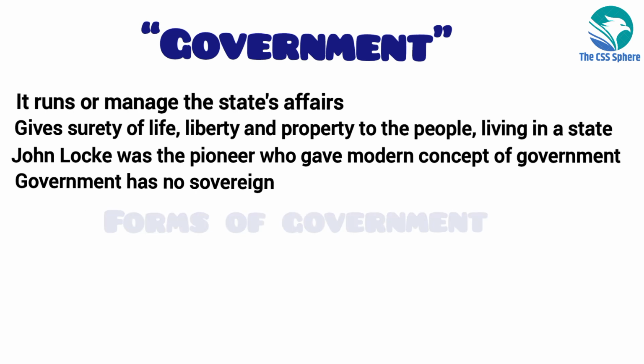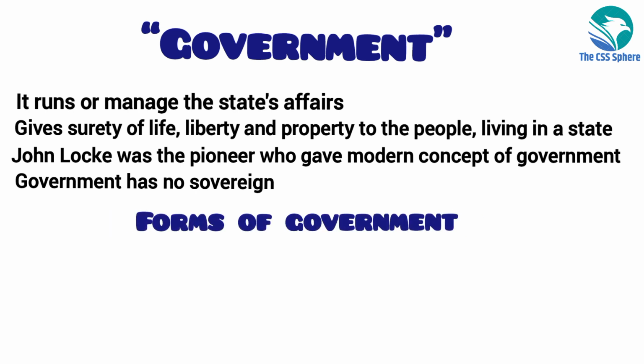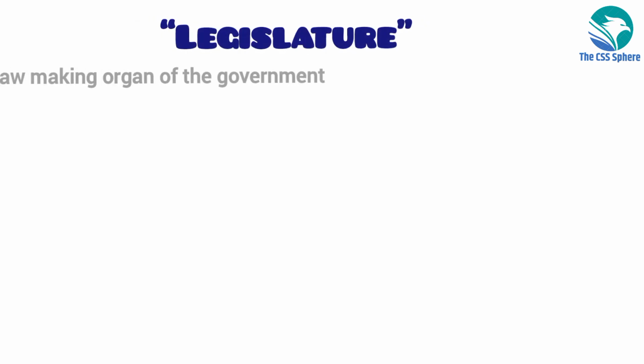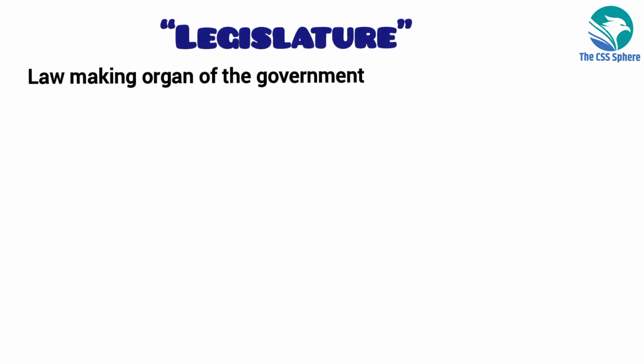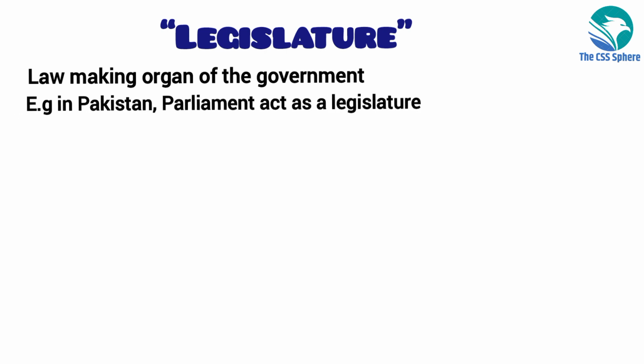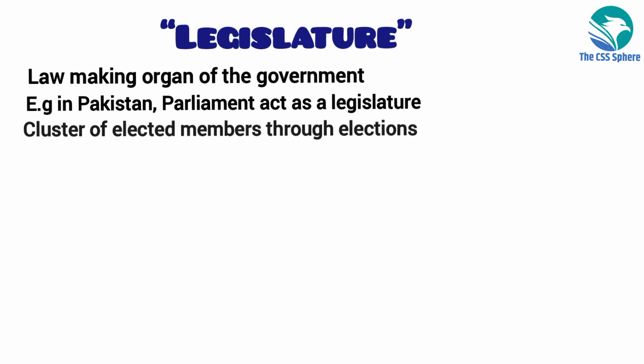Now let's move toward the forms of government. First one is legislature, then executive, and the third form is judiciary. What is legislature? Legislature is the law-making organ of the government. For example, in Pakistan there is parliament. It acts as a legislature. It is a cluster of members elected through elections.